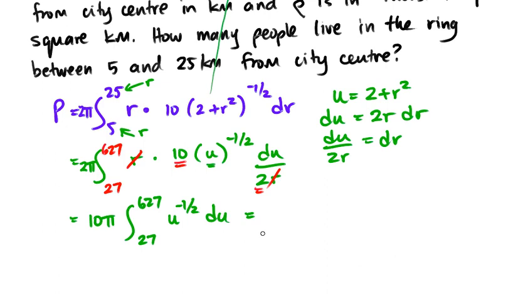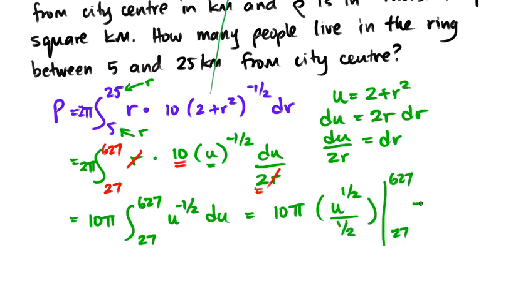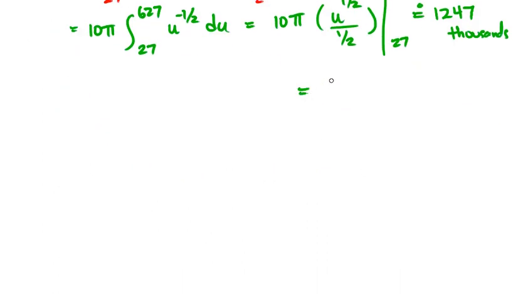Applying integration rules, I calculate that out as 10 pi times u to the positive 1/2 divided by 1/2, evaluated from those two numbers, and I get a population of about 1247. But don't forget that this is in thousands. So that really translates to a population of about 1,246,823 people. Don't count the part people.